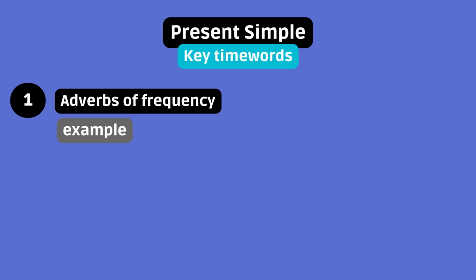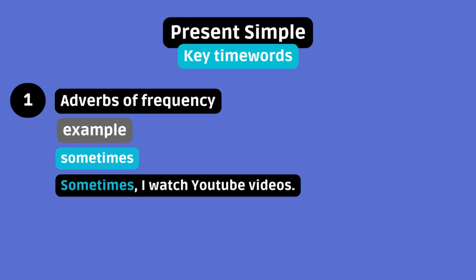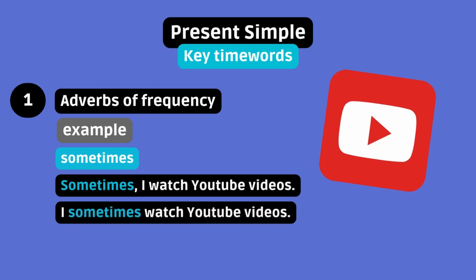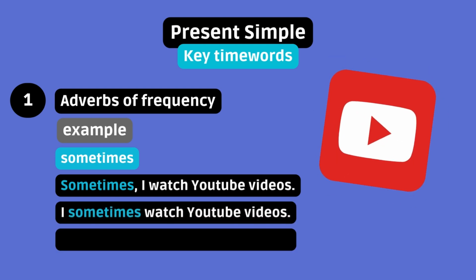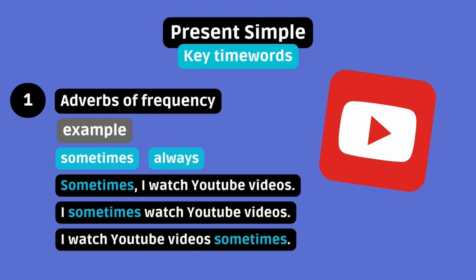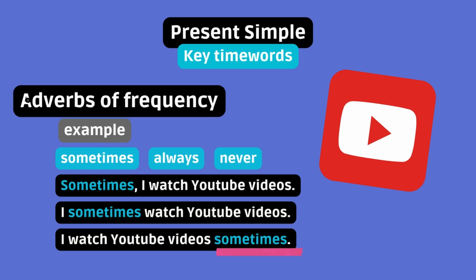Note that the adverb sometimes and its synonyms can also be found at the beginning or at the end of a sentence. Sometimes I watch YouTube videos. I sometimes watch YouTube videos. I watch YouTube videos sometimes. So always abides by the rule. Never breaks the rule. And sometimes is sometimes here, sometimes there, or over there.